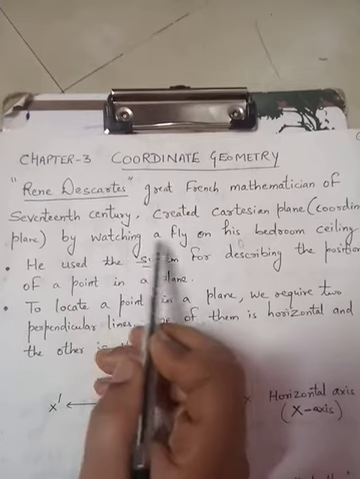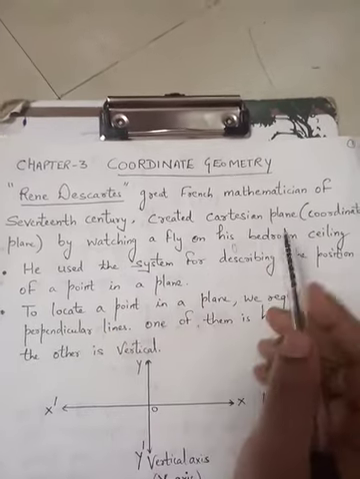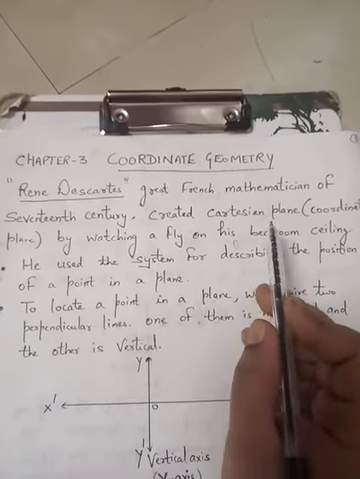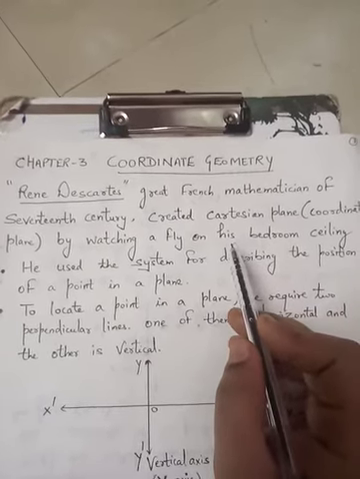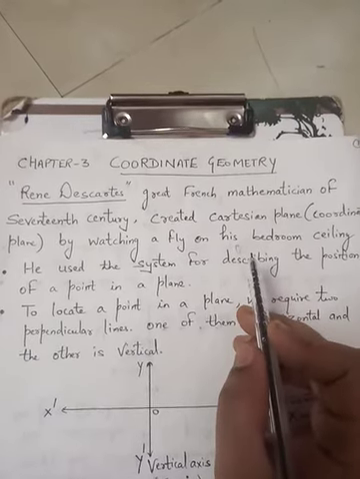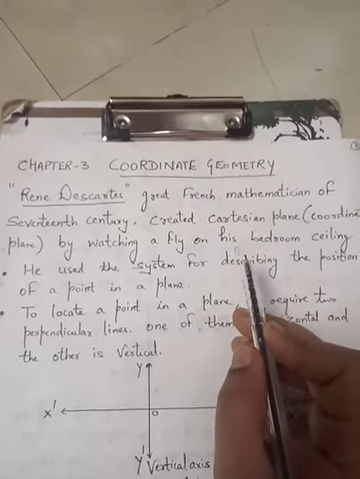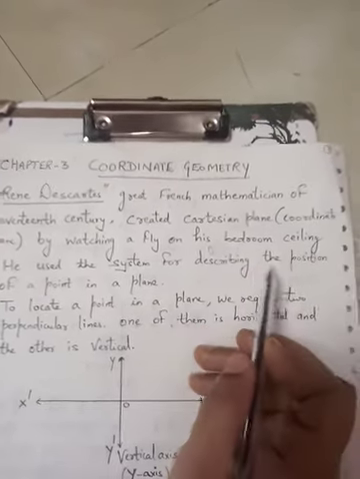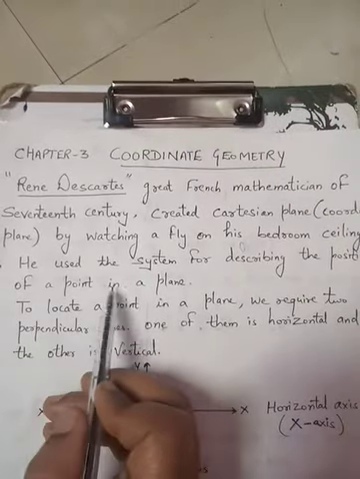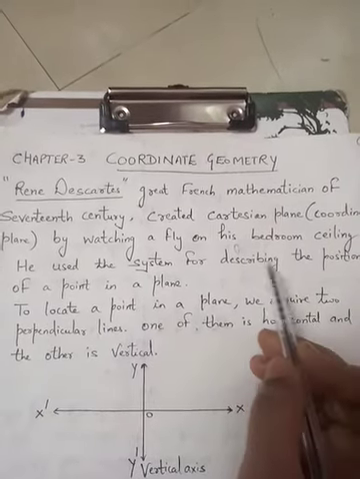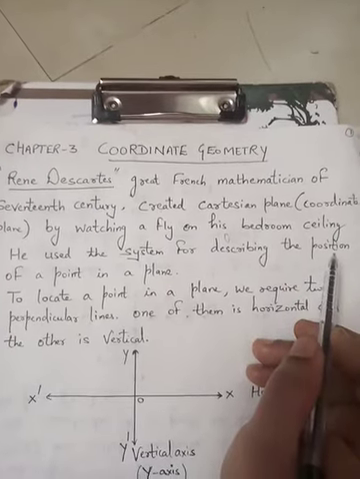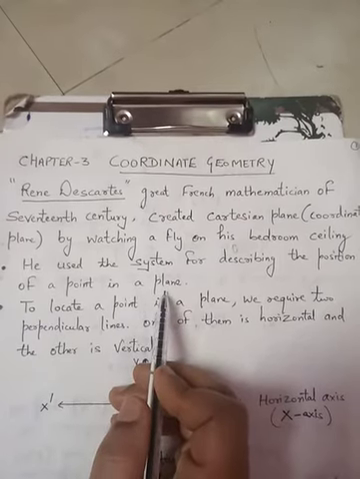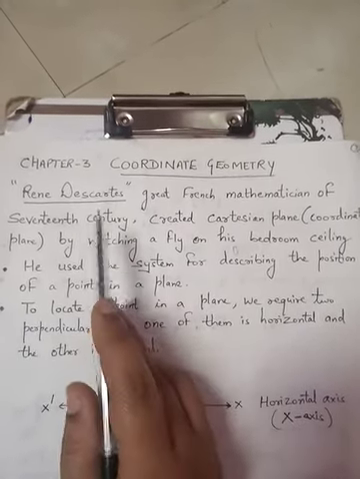He saw a fly on his bedroom ceiling, and from here he discovered the idea of the Cartesian plane. He wanted to find the distance of the fly from the two edges of the ceiling. So he used a system for describing the position of a point in a plane. So if you want to describe the position of any point in a plane surface, then we use this Cartesian plane.